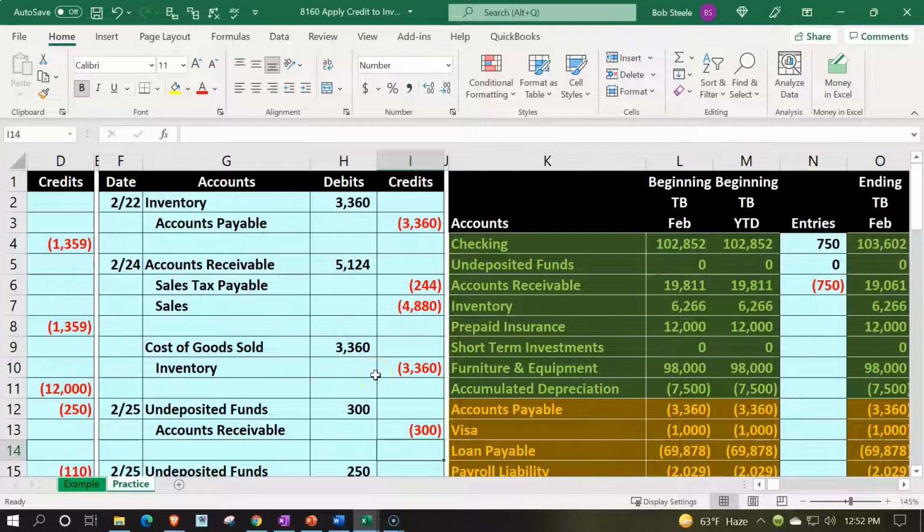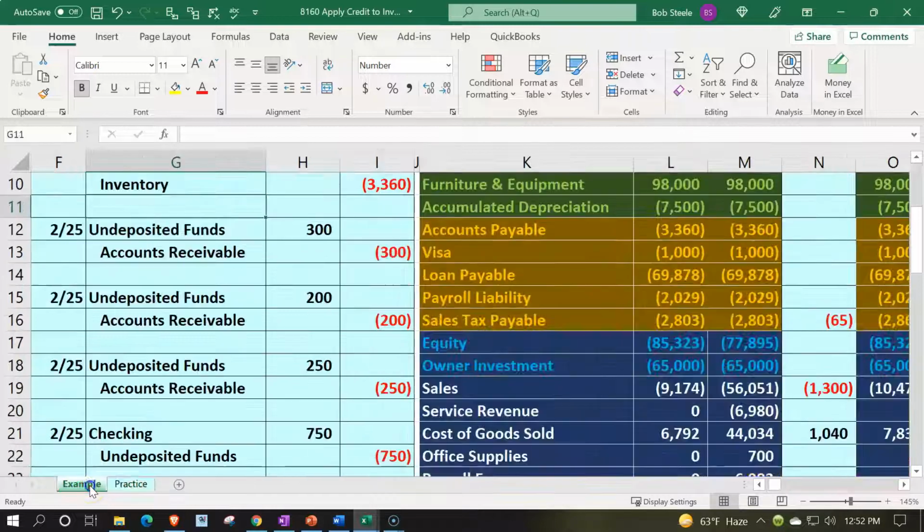Here we are in our Excel worksheet. In prior presentations, we put together the worksheet from a blank sheet, now entering more transactions into it. If you have access to it, there are two tabs down below, an example tab and a practice tab. The practice tab starts out where we left off last time, the example tab in essence being an answer key. Let's take a look at it now.